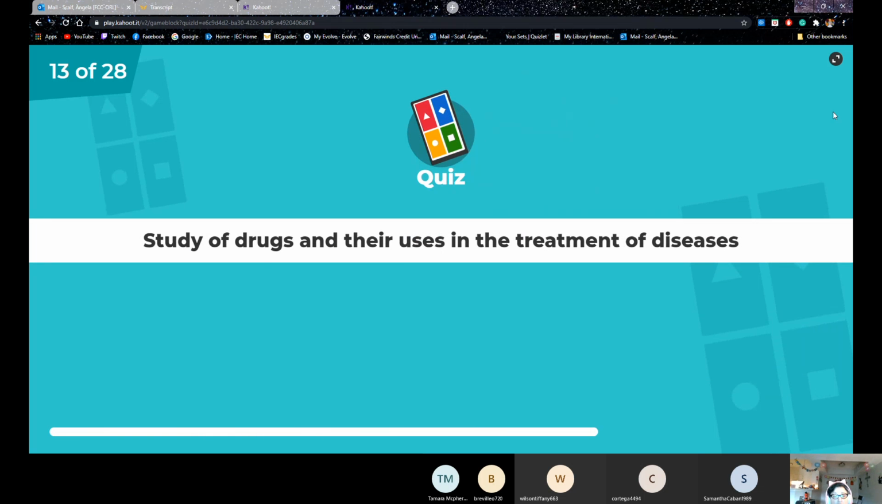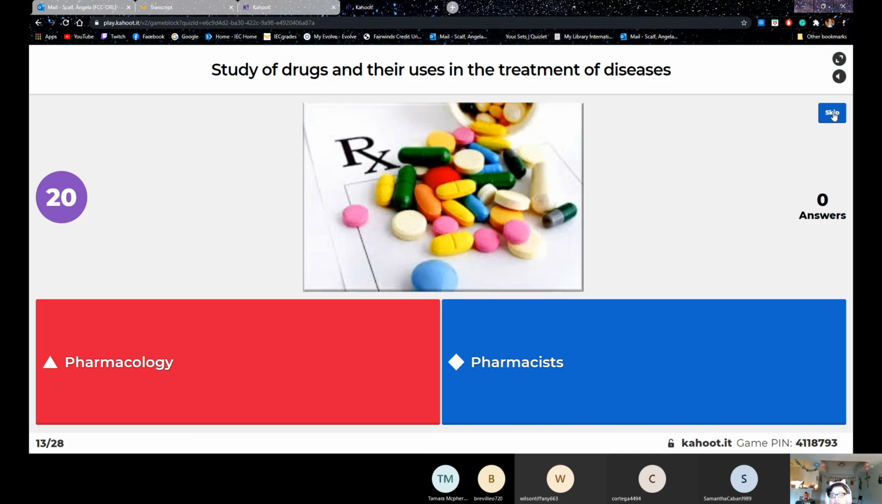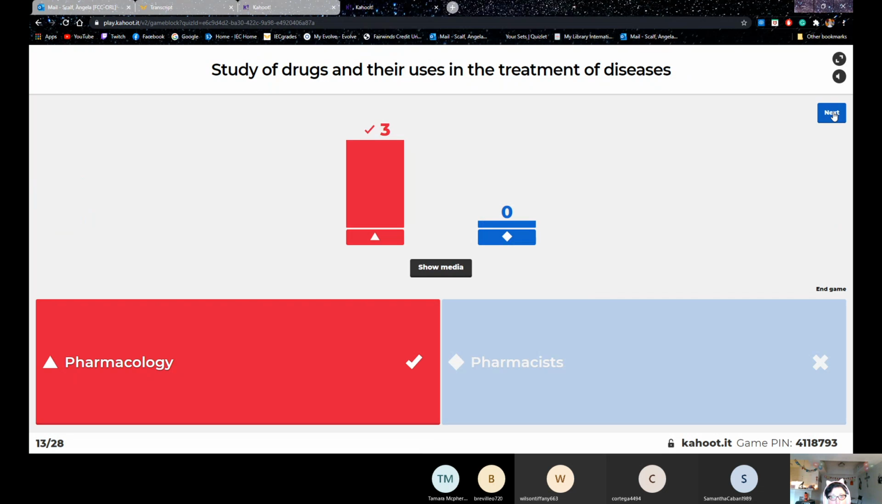The study of drugs and their uses in the treatment of diseases. It's pharmacology, good. Sorry, I got medicine in my mouth.